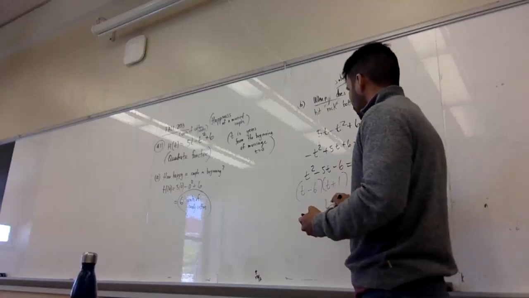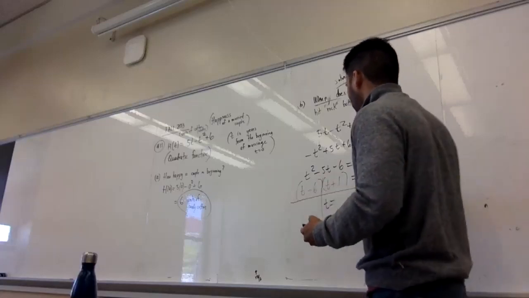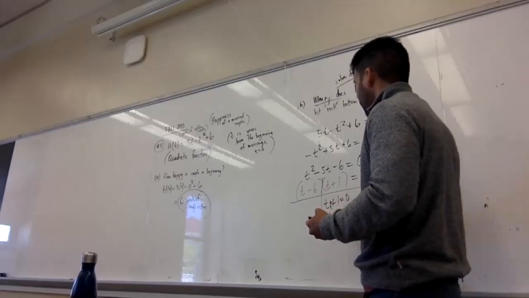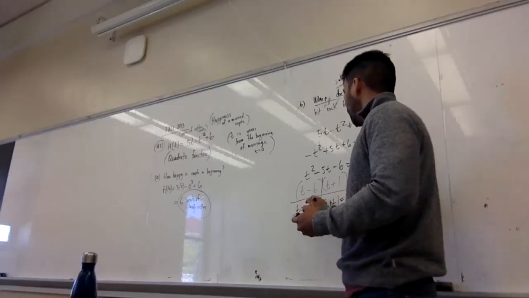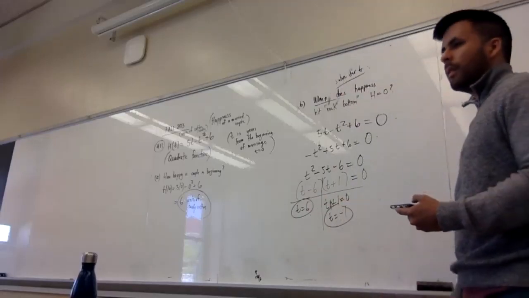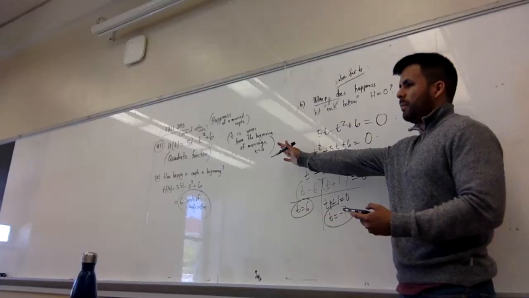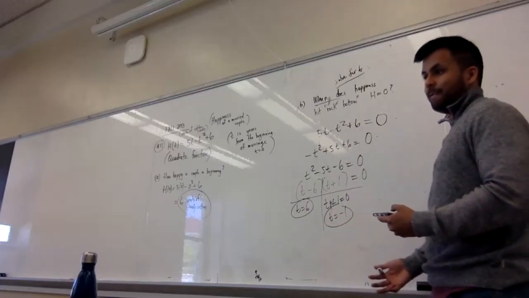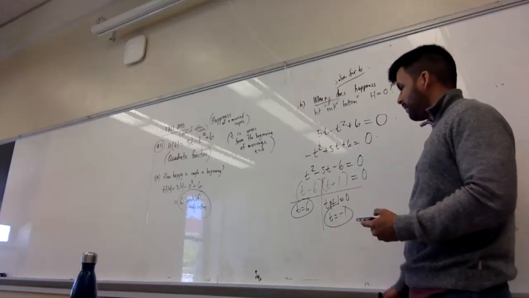So then t plus 1 equals 0, so t equals negative 1, and t minus 6 equals 0, so t equals 6. But which one of these are we going to use? 6. Why? Because we're starting from 0. We don't consider what happened before they got married, only after they got married.